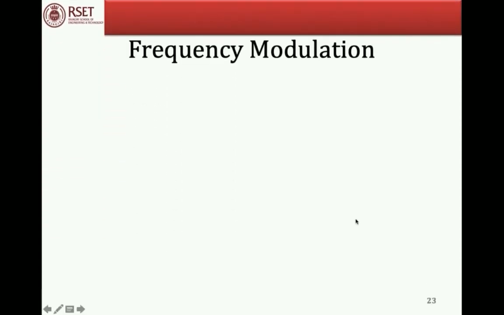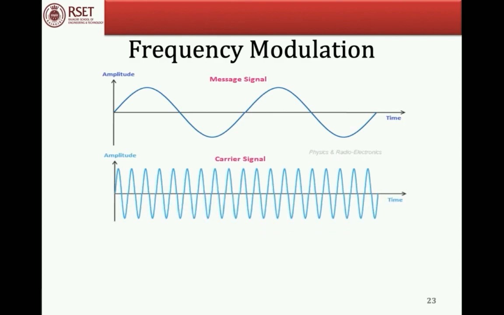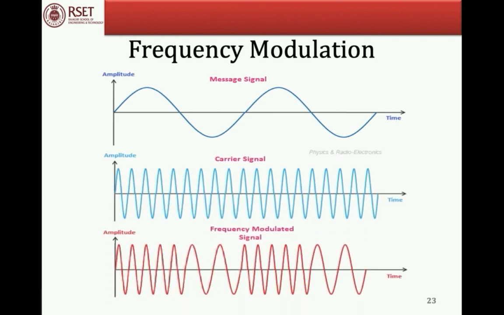Let us look at the waveforms. Consider a low frequency message signal and a high frequency carrier signal. The frequency modulated signal will be this. Notice that the time period of the FM signal is small when the amplitude of the message signal is high, and the time period of the FM signal is large when the amplitude of the message signal is low.